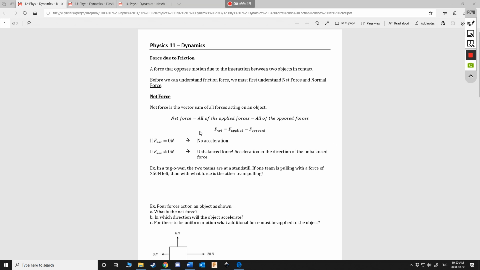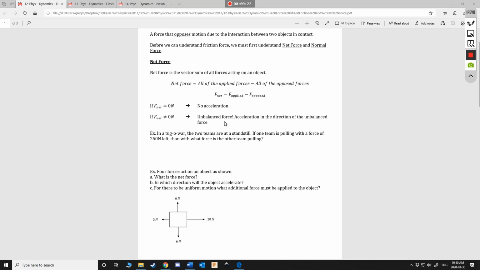What net force tells us is, if you were to take an object and add up all the different forces acting on it, so if we look at this question down here, if we have 4 forces acting on an object that's shown, net force is if we combine all of them, we're just thinking about what's left over.